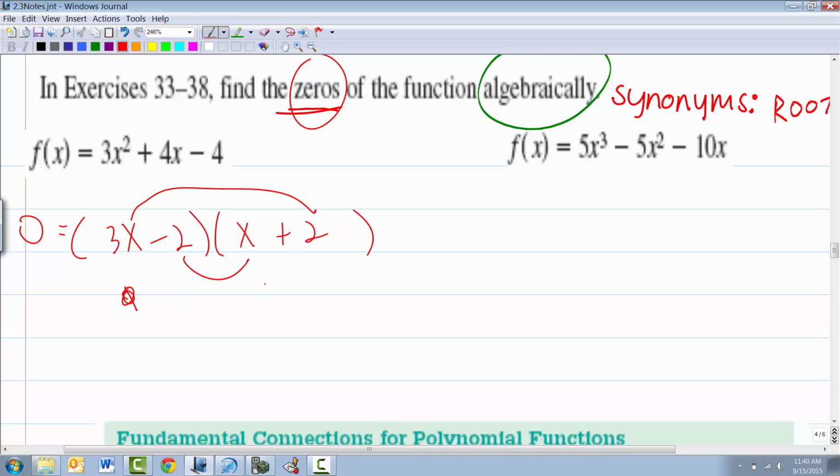Negative 2. Let's say negative 2, 0. And then what else? 2/3. And then you set the other one equal to 0 and solve. So we're doing the zero product property. Okay, and then who's next?